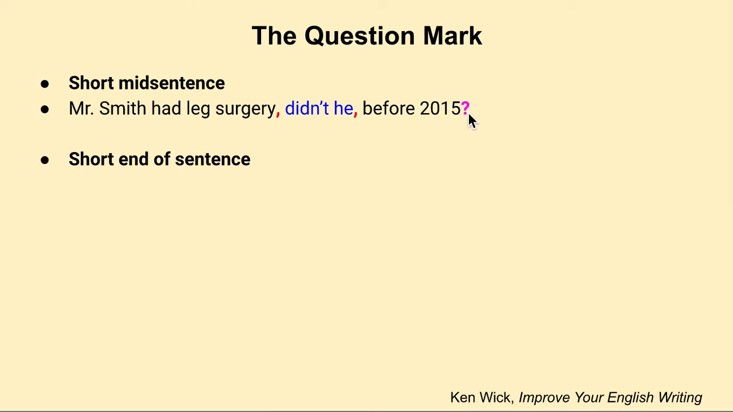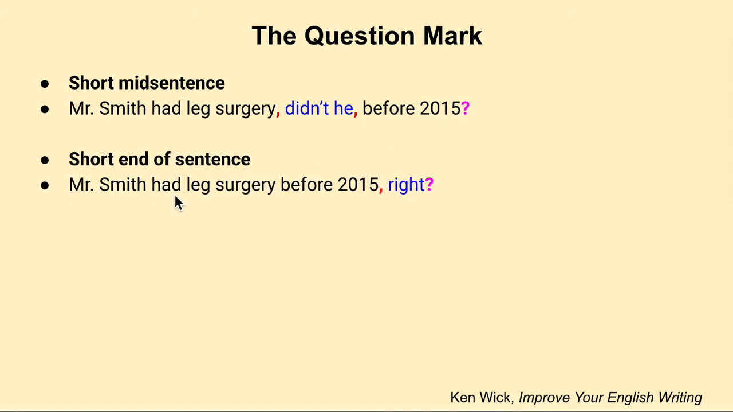So now let's look at the end of a sentence example, which I know I covered at the end of the last slide, but I decided to put it second tier for examples. Mr. Smith had leg surgery before 2015, right? So if you're ever wondering how to punctuate that sort of "right" or "correct," we could say Mr. Smith had leg surgery before 2015, correct? Well, it'd be the same thing. This is a short question at the end of a sentence, and we separate it with a comma and put a question mark at the end.